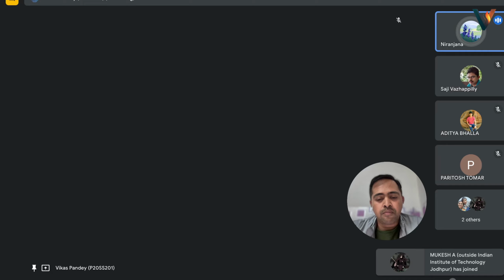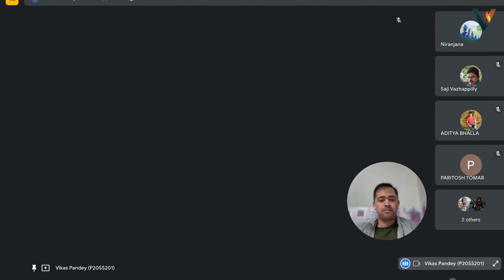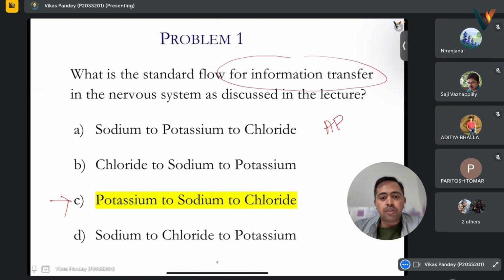So is the flow that is shown here right? Will it be potassium to sodium to chloride? Yes, sir, because they are talking about transfer in the nervous system. I misunderstood that we have to start from the action potential. Yes, so here we are talking about information transfer, right? So it is not action potential. Fine. So the correct sequence will be potassium to sodium to chloride.